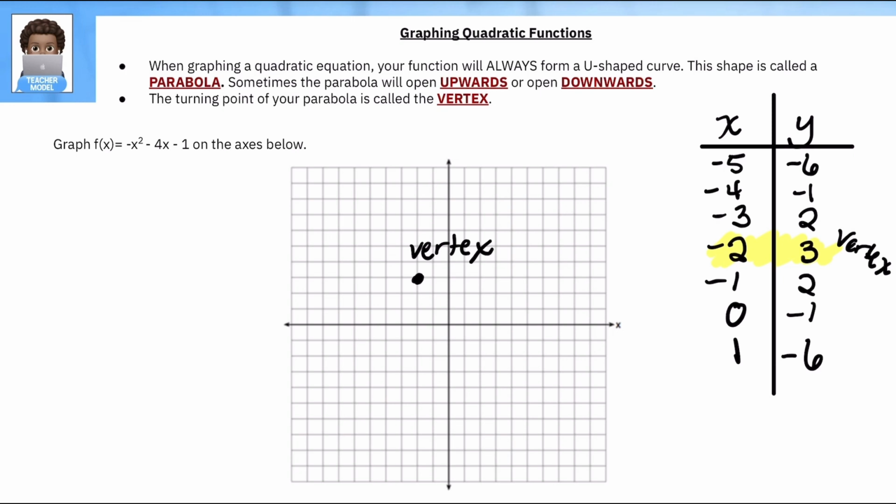And then I know the next ones are a difference of 1, so -3, 2. Same thing over here, -4, -1. This one should be 0, -1. There we go. And last one, -5, -6. So 1, 2, 3, 4, 5, 6. There we go. 2, 3, 4, 5, 6. And that's it. Graphed. All right, hit pause and jot this down into your notes.